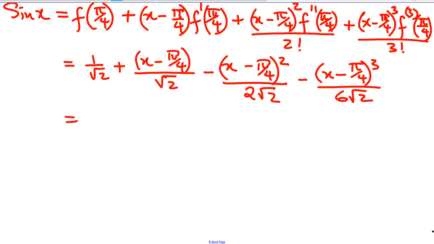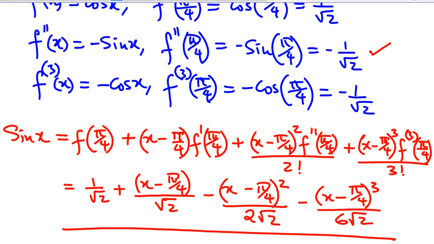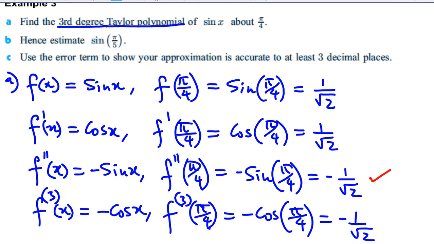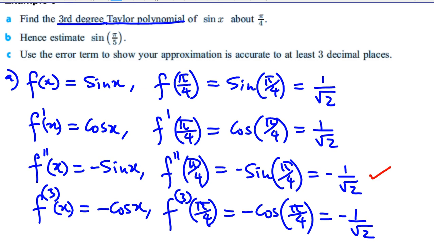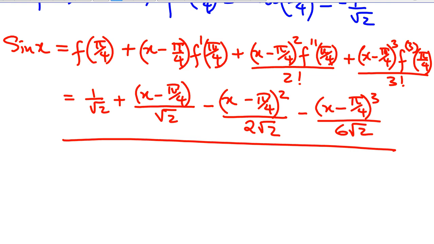So this will be equal to, this is it. And that is the third degree Taylor polynomial of sine x about pi over 4. Yep, you can't simplify it further than that. We'll leave it as it is.